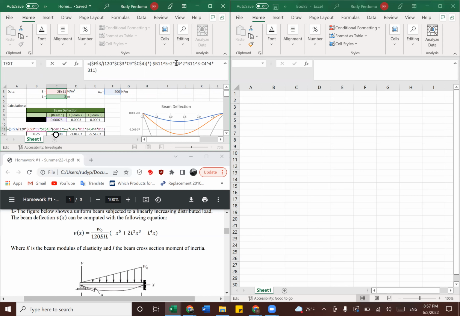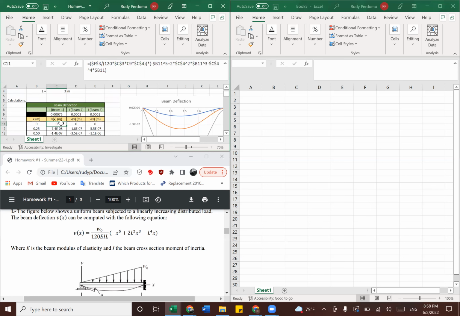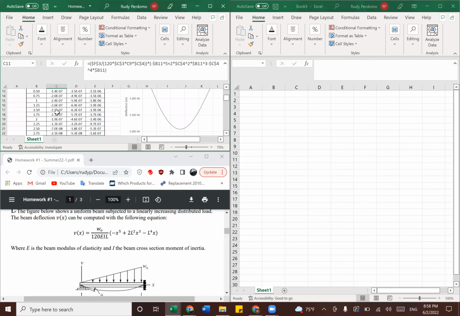Then C4, we want to lock L here. And again, here B11, same thing, lock just the B. Then lock C4 as well, because that's your L. And then again, here B11, we lock just that. And then that's it. Click enter, and then you should get 0 here. And if I drag down, I should get the same values. Oops, what's going on here?